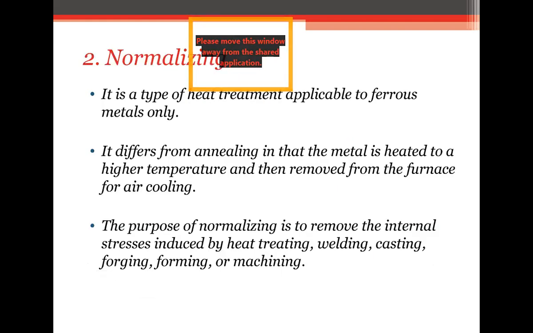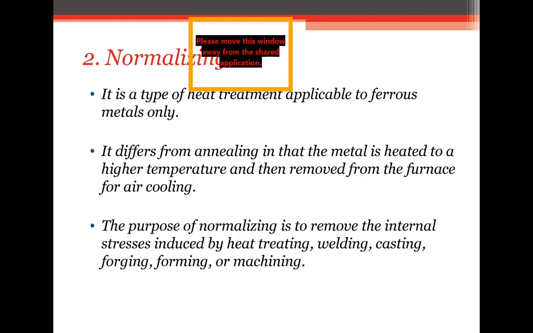Next one is normalizing. It is a type of heat treatment applicable to ferrous metal only. It differs from annealing in that the metal is heated to a higher temperature and then removed from the furnace for air cooling.